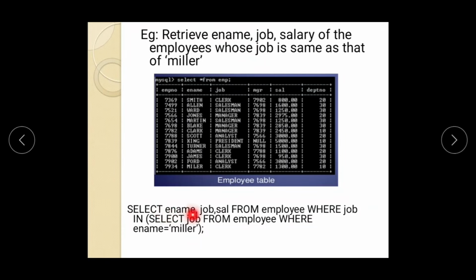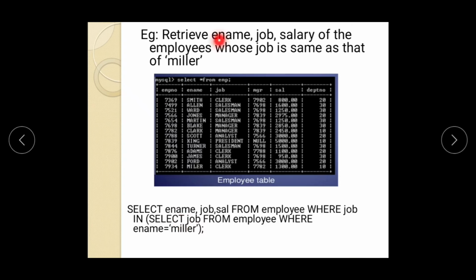So our query will be like this. We first write the inner query. What will be the inner query? The inner query retrieves the job of Miller. That is our first task. So the first task is: select job from employee where e name equal to Miller. So the employee name is Miller, whose job we want to extract. That we have extracted, and it is written in the inner query.